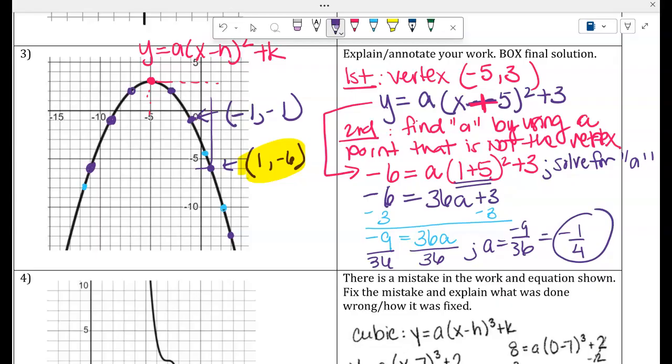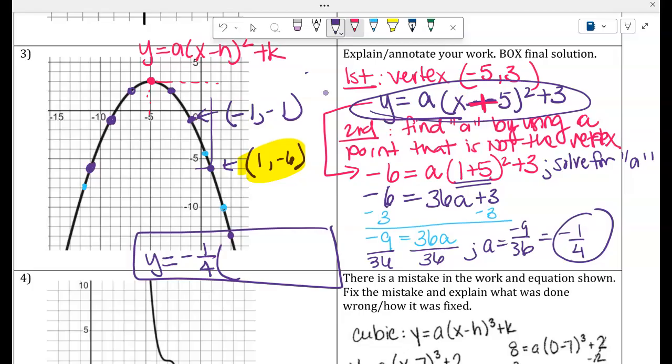Now, I'm out of space on that side, so I'm going to write my answer here. I'm going to box it up as soon as my pen will work for me. You know what? I'm just going to use this color, purple. All right, y equals, a is now known, which is -1/4. Remember, h and k were already filled in, so (x plus 5) squared, and then plus 3.